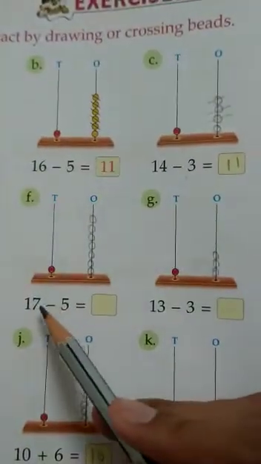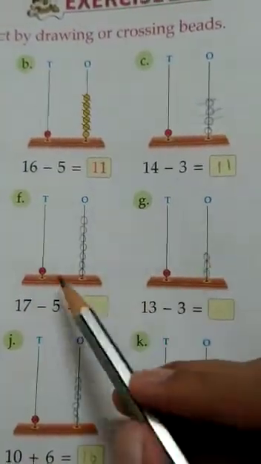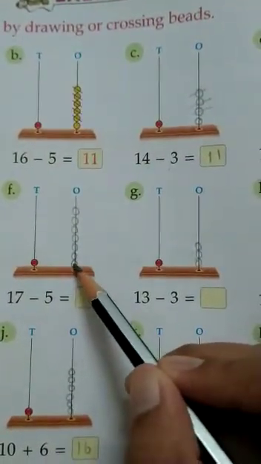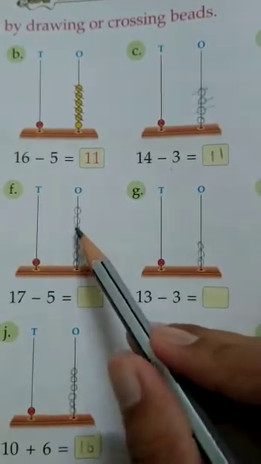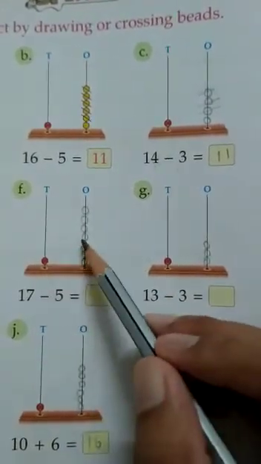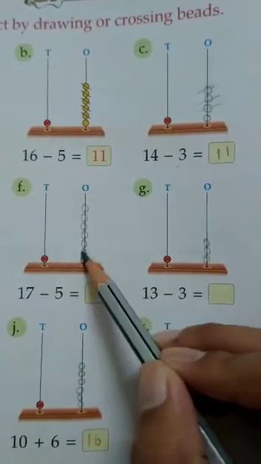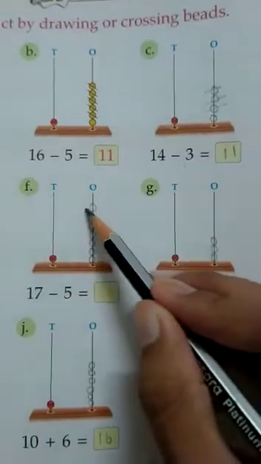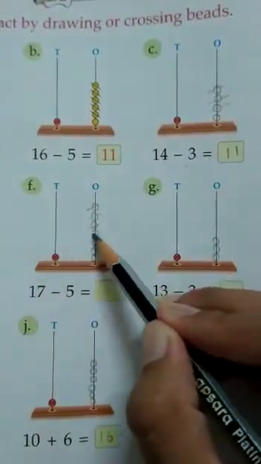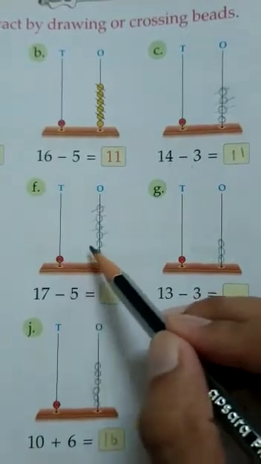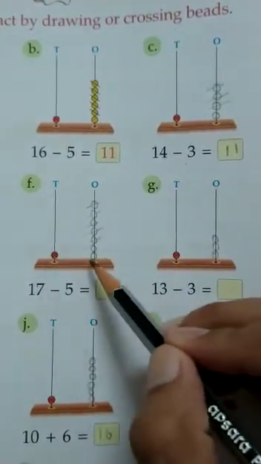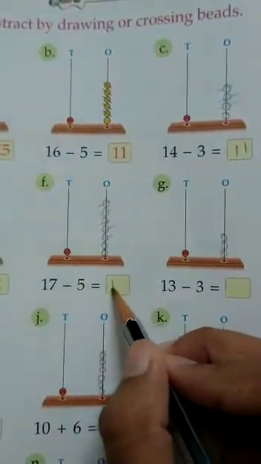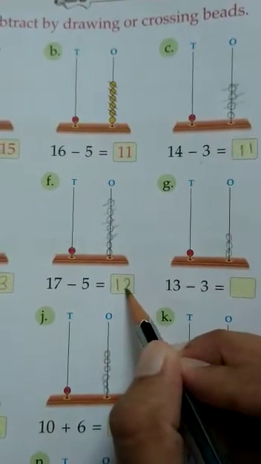Next is 17 minus 5. 10 is here. We need to make 7 more. 1, 2, 3, 4, 5, 6, 7. 10 plus 7 is 17. 10, 11, 12, 13, 14, 15, 16, 17. We have to subtract 5 from this. 1, 2, 3, 4, 5. Now we will count the remaining ones. 10, 11, 12. We have 12. 17 minus 5 is 12.